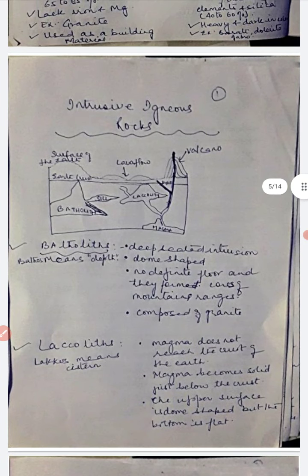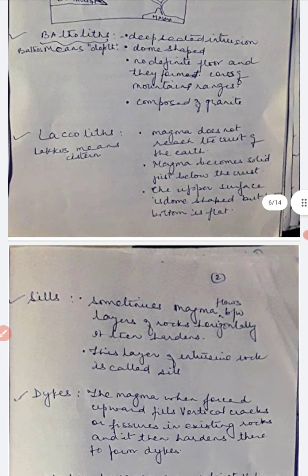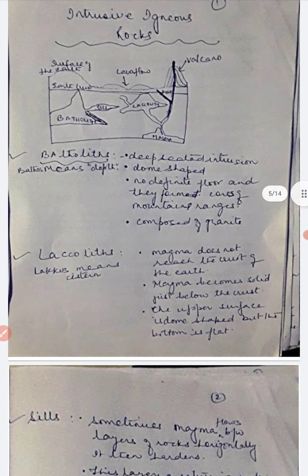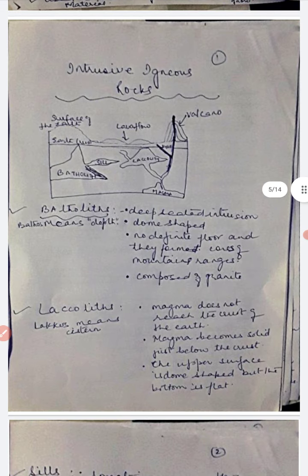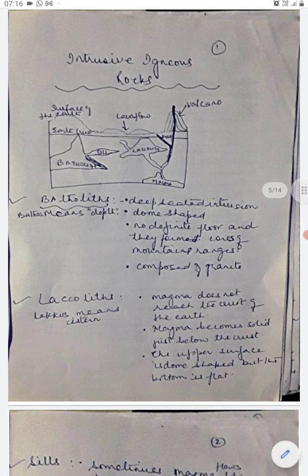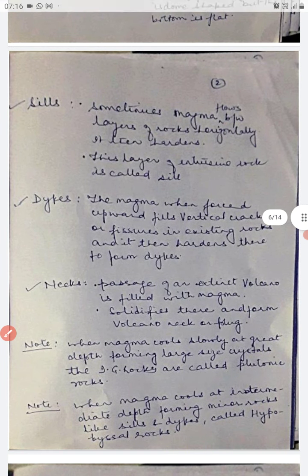Now sills, this is a sill. Dikes, here is a dike, here is a dike, this is a sill. Then necks.